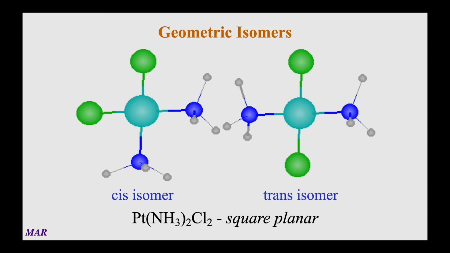The trans one would be less polar, definitely, than the cis. So the cis one would be more polar and the trans would be less polar, definitely. So it can make a big difference.